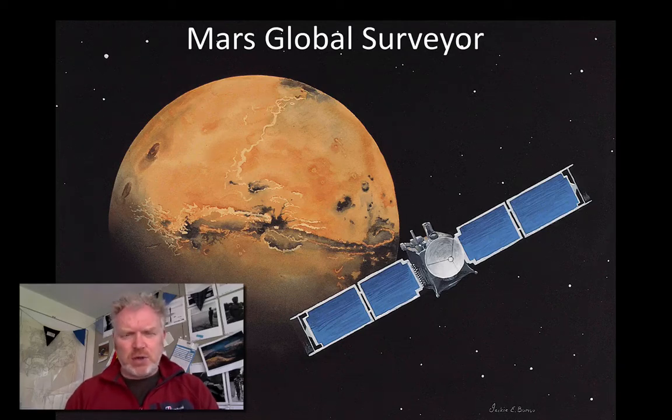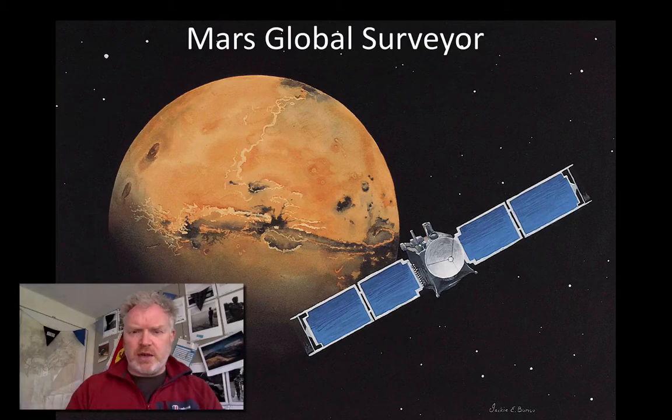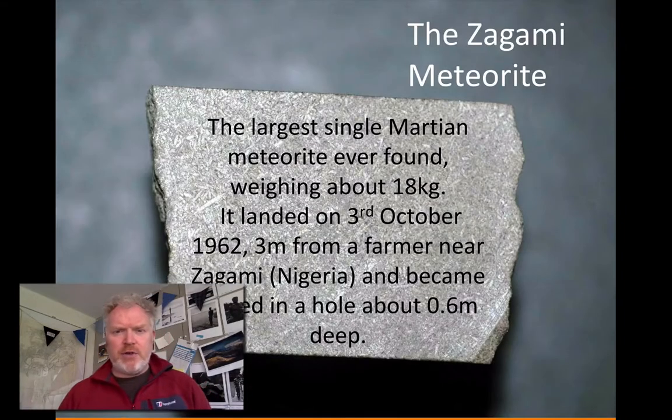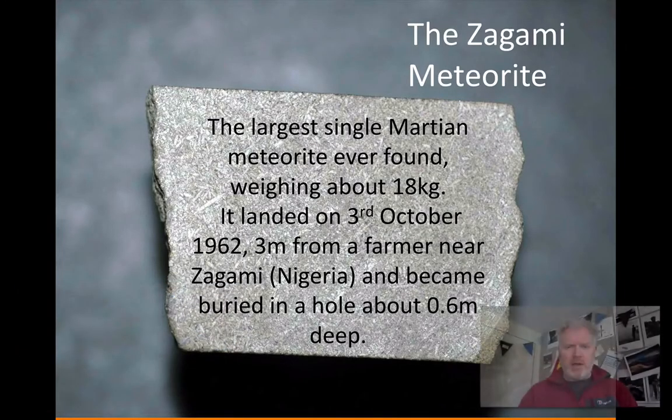But that on its own isn't going to tell us necessarily what the geology is. We need to be able to link those emissions to the type of minerals that we find in the rocks. And to do that, we had a very useful clue. The image you can see here is a slice of the Zagami meteorite, the biggest ever Martian meteorite.